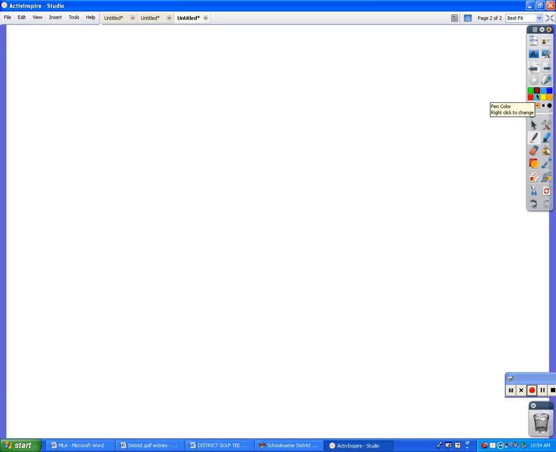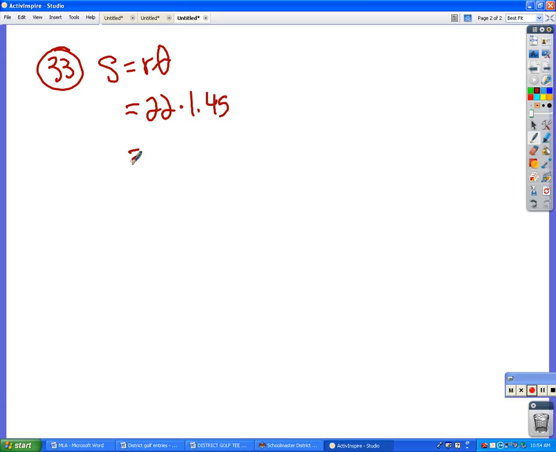Okay, 33 is really, really simple because the angle measure is already in radians. So S equals R times theta. If you look in the book, the radius is 22 feet. The radians is 1.45. So you multiply those together, and the length of that hang glider, or whatever it is, is about 32 feet. So if they give you the angle in radians, you're pretty much done. You just have to multiply those two things together. Okay? Cool. All right, so let's get into the fun word problems now.